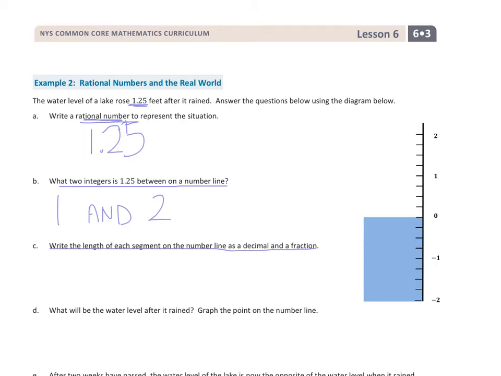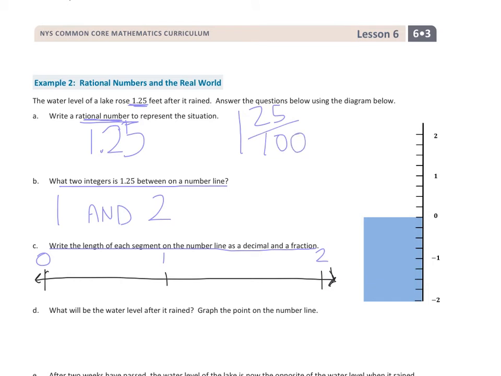I'm going to draw my number line. All right, there's my number line. And then 1 and 25 hundredths. Well, hold on. Let's write that as a fraction. And then I know I can reduce it. I can divide both of those by 25. 25 divided by 25 is 1. 100 divided by 25 is 4. So I have 1 and 1/4.